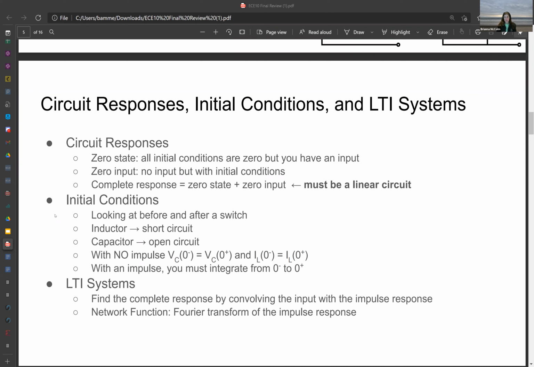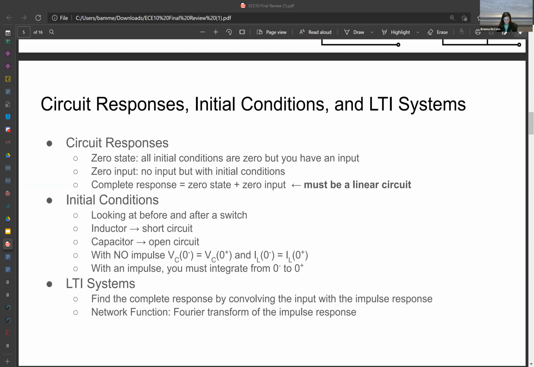Now, the complete response is the sum of the zero state and the zero input. It's important to note that we're assuming a linear circuit here. The vast majority of the circuits that you deal in this class will be linear, but that's an important thing to note, that this piece of the analysis won't necessarily translate well to other classes where you're going to be looking at circuits which are more complicated and potentially nonlinear.